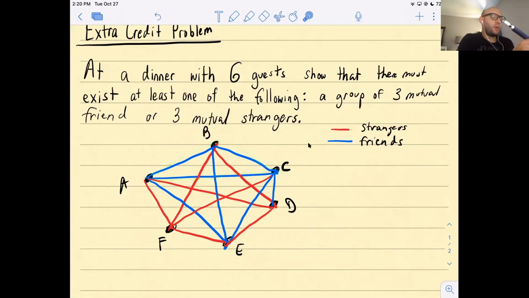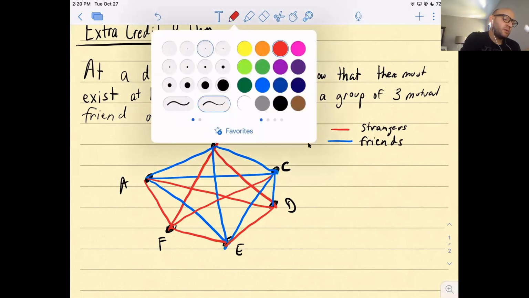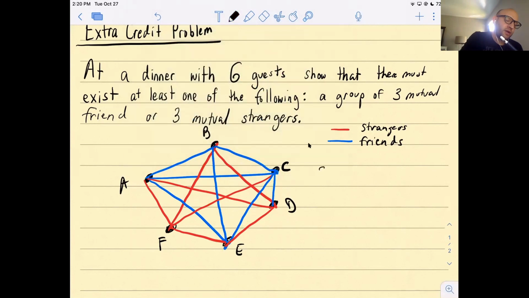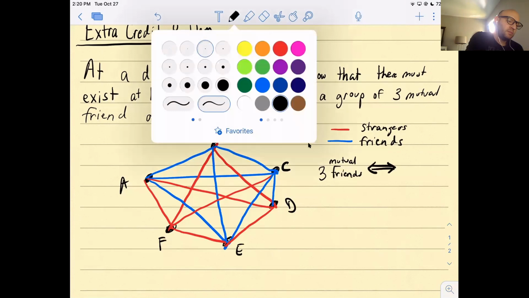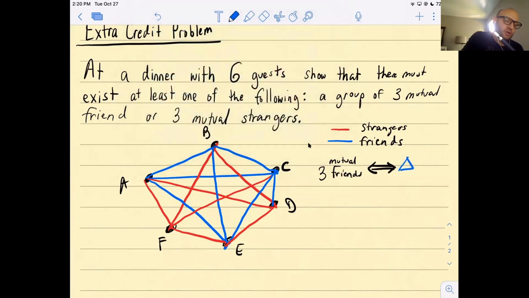So if we want to look for 3 friends that all know each other, what's a simple shape that we look for? Bob, Cindy, and Evan also looks nice. Okay, so 3 mutual friends is equivalent, I'm going to put a double arrow, to a blue triangle, a blue triangle.